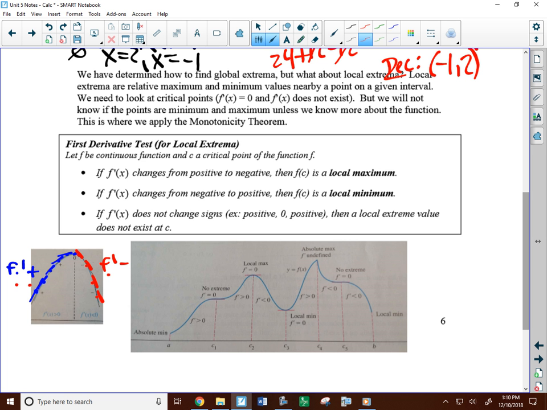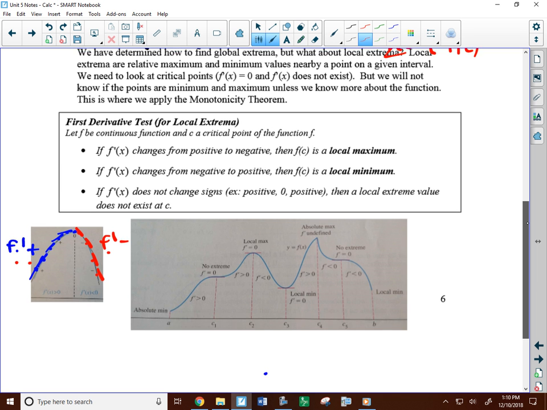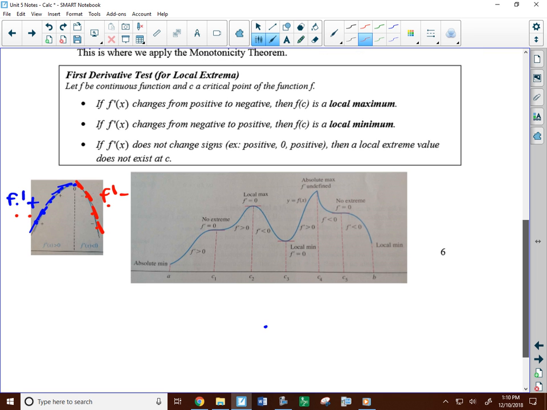The next thing is finding local extreme values, local extrema. Sometimes we've known if it's global or local, but in general, there's a rule to know if it's global or local and how we test for that. We're going to apply the monotonicity theorem into what we call a first derivative test. This is very, very important. This is a test for local extreme values.